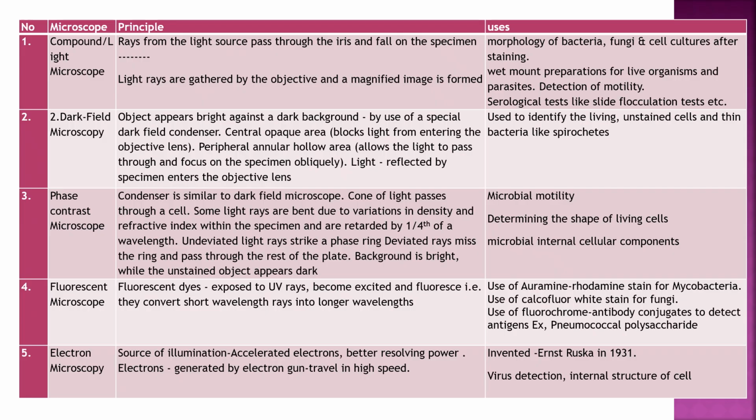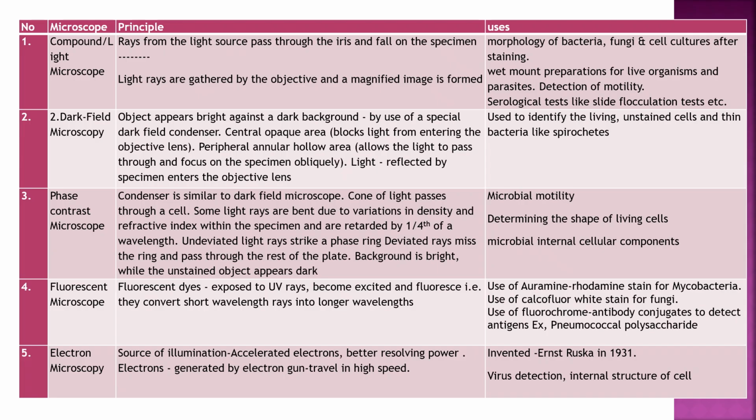Compound microscope principle: rays from the light source pass through the iris and fall on the specimen. Light rays are gathered by the objective and a magnified image is formed. Uses: morphology of bacteria, fungi, cell culture after staining, wet mount preparation for living organisms, motility, serological tests.